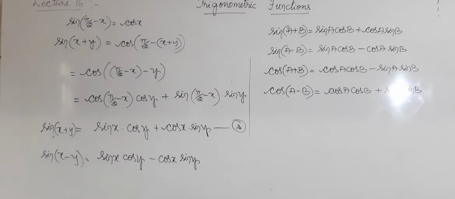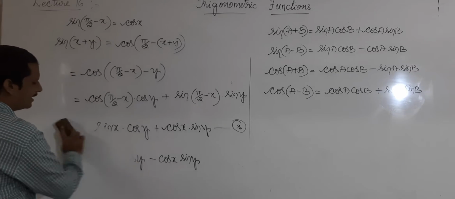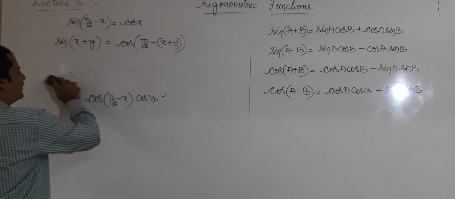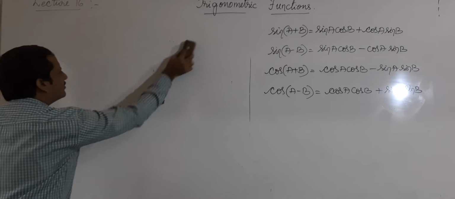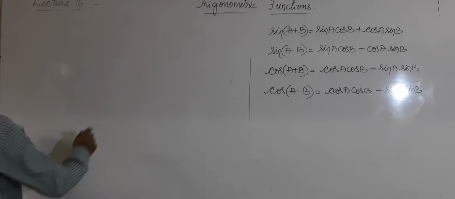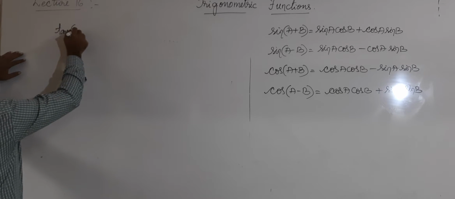Now let me derive the formula in terms of tan and cot also. Okay, so I would like to find the formula for tan a plus b or tan x plus y. In our textbook they have given in terms of x plus y, so I will derive it in terms of x plus y only. I want to find a formula for tan x plus y.